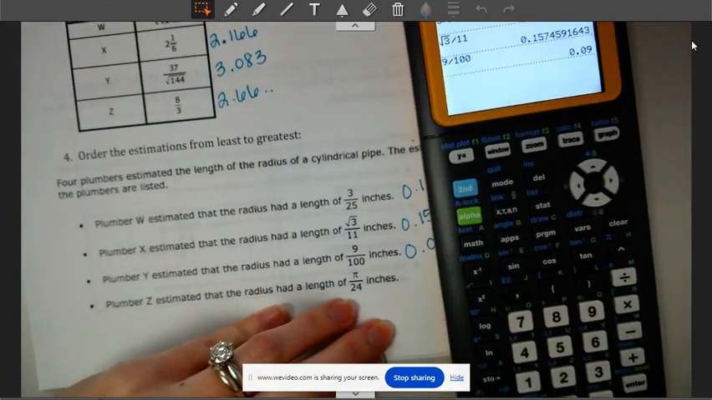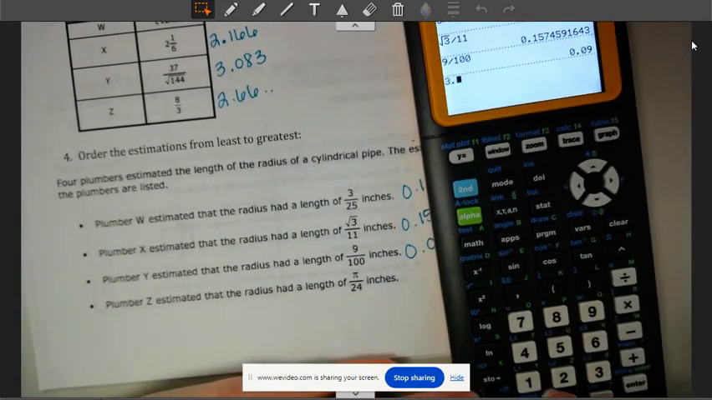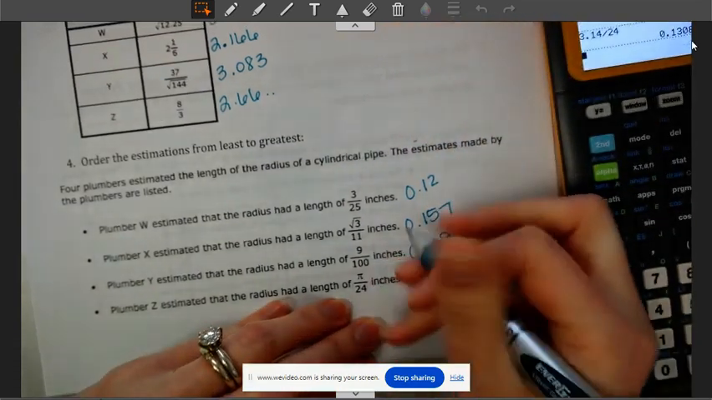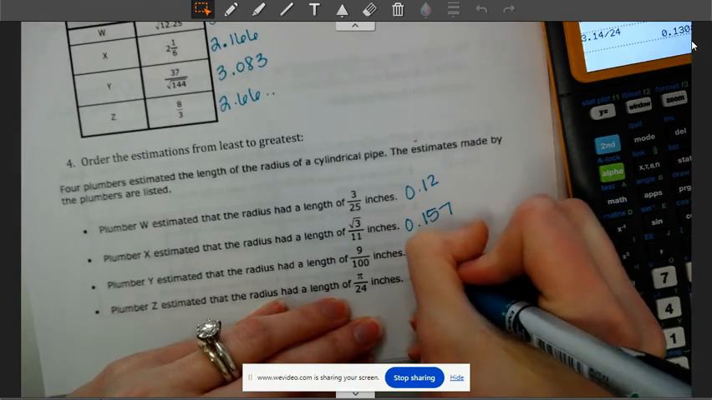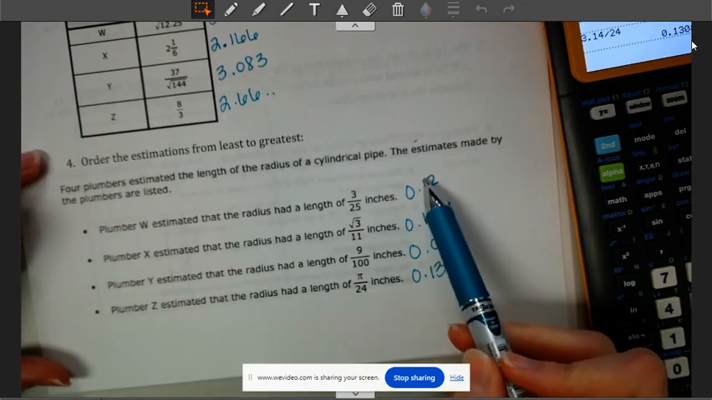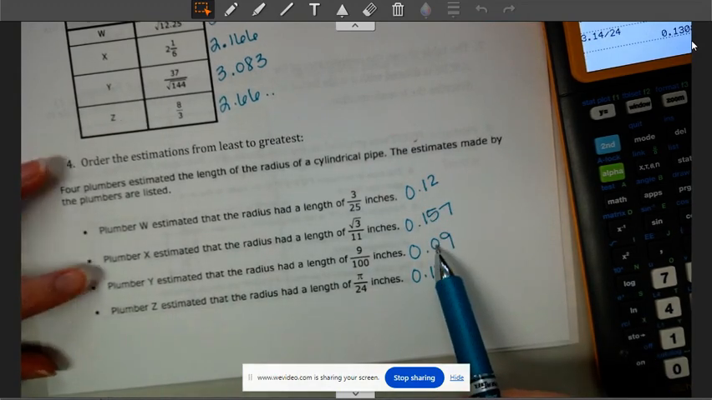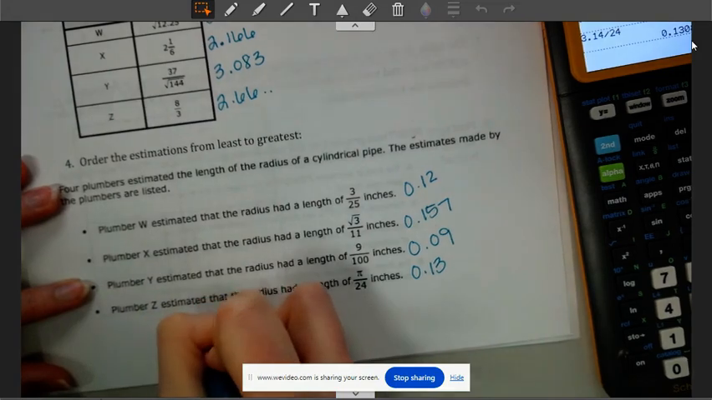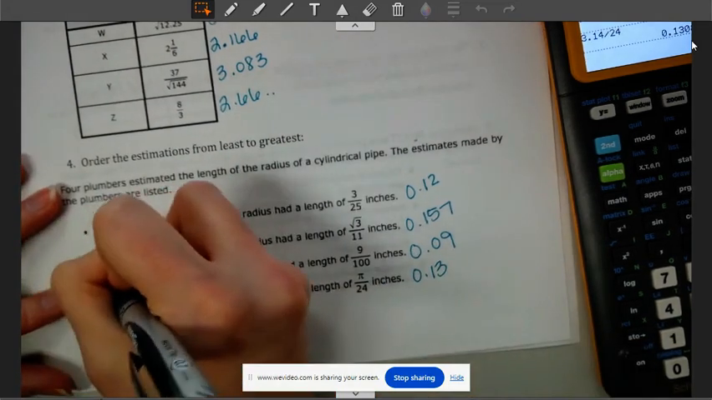And then you have pi divided by 24. So for pi, we can use 3.14 and then divide by 24. And this becomes 0.13. Okay, so when we are putting them in order from least to greatest, the first thing we're going to look at is the tenths place. This one starts with a 0, so Y is the smallest. We're done with that one.